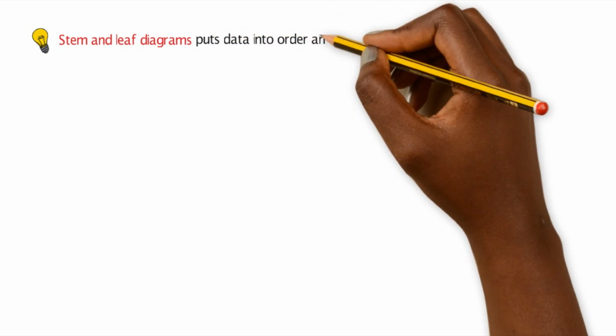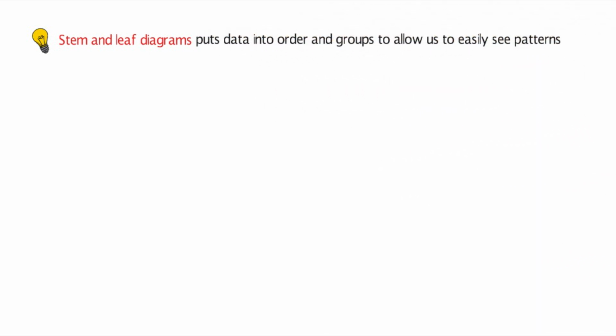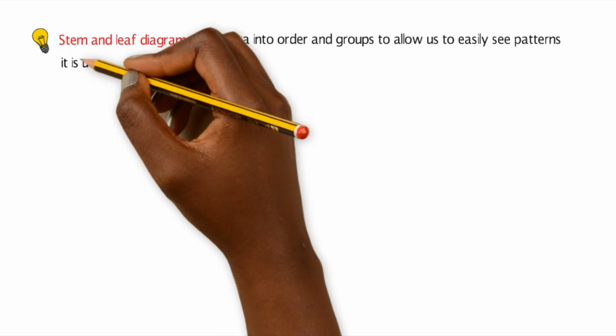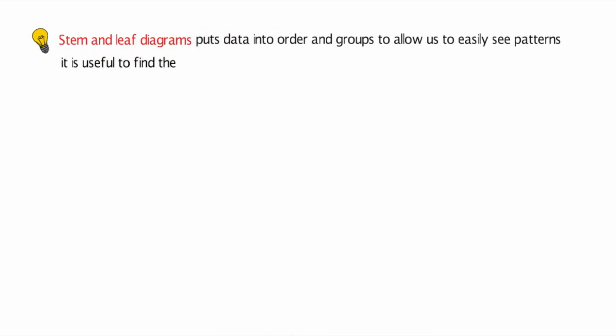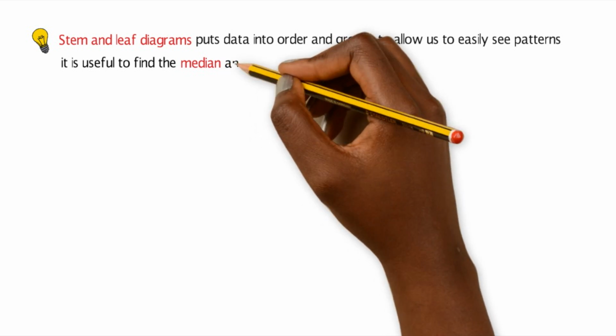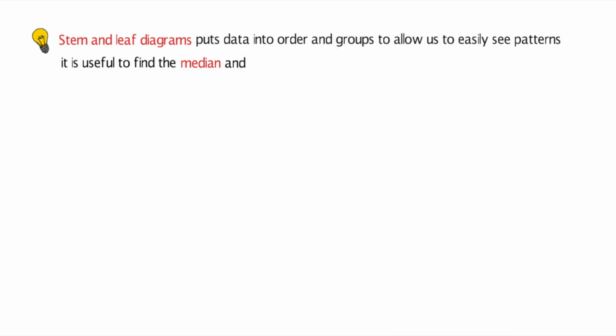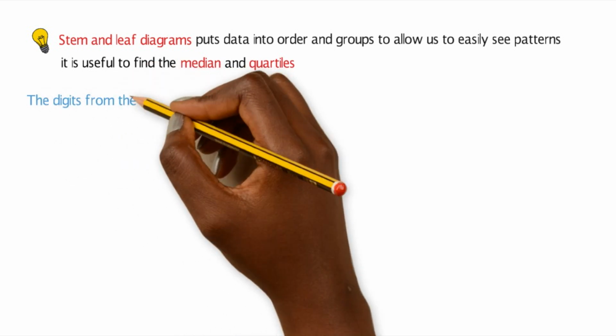So when it comes to stem and leaf diagrams, they're basically just a type of diagram where they put data in order and groups to allow us to easily see patterns. And they're really useful for also allowing us to work out the median and working out quartiles. So by quartiles I mean upper quartile, lower quartile and interquartile ranges.